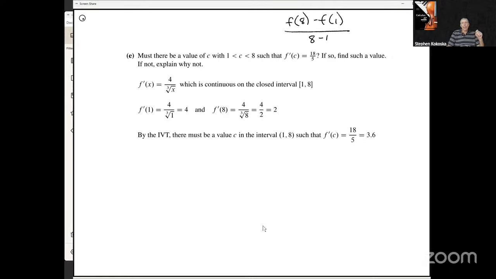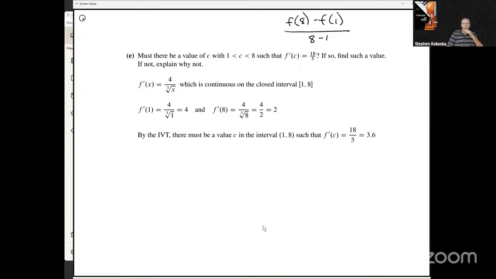So thinking a little bit out loud about this, I'm going to find the first derivative. I've got that symbolically. It's 4 divided by the cube root of x. And I note that that's continuous on that closed interval 1 to 8. Now, I thought a little bit more about this, and I discovered that the derivative at 1 is 4, and the derivative at 8 is 2. Oh, wait a minute. Wait a minute here. Where's 18 over 5?